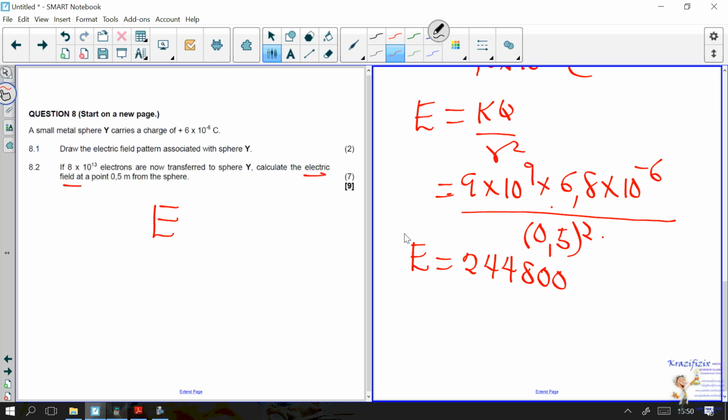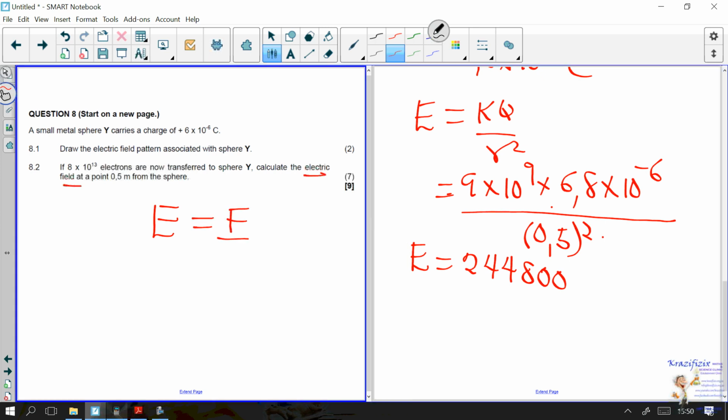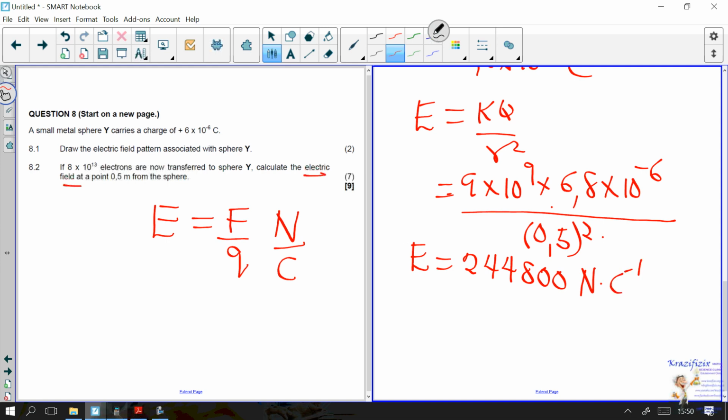Go to your formula page. E is written as F over Q. F is measured in newtons, charge is in coulombs, so automatically this becomes newtons per coulomb, and you get yourself 7 marks. Awesome. Now, please go back to grade 11s, and if you're in grade 11, please enjoy this section very well. It's very interesting.